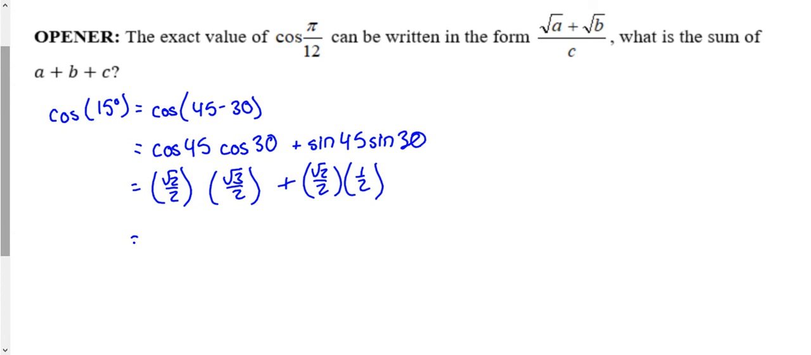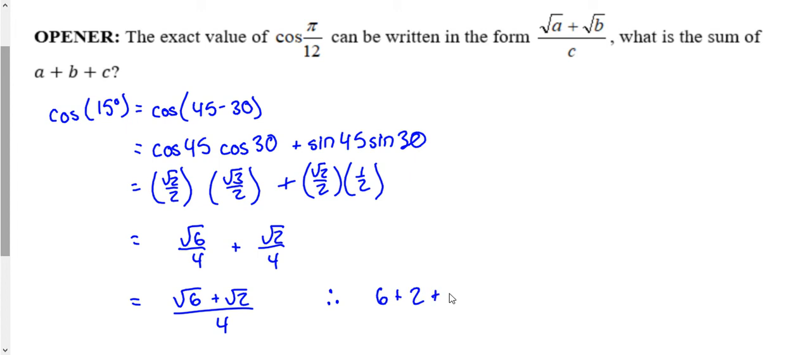From here, I'm going to multiply my fractions together. On the left, I get root 6 over 4. On the right, plus root 2 over 4. Let's simplify that all together. So this is now root 6 plus root 2, all divided by 4. And here we have the format that the question gave us: root a plus root b divided by c. So if I took a plus b plus c, we get a value of 12, and 12 was what I was looking for overall.